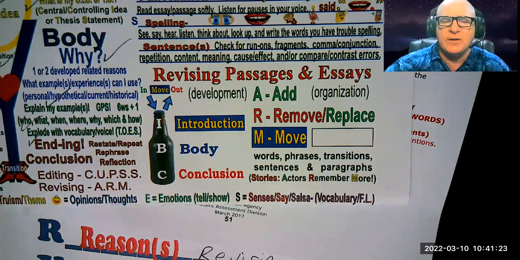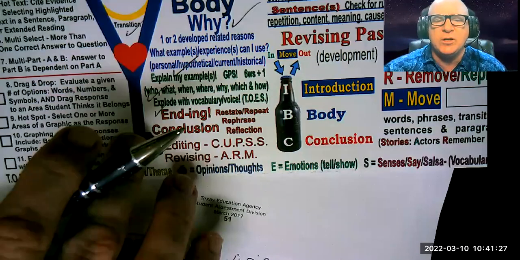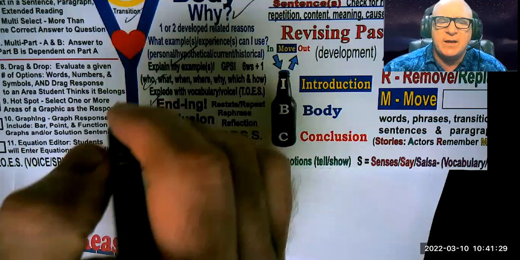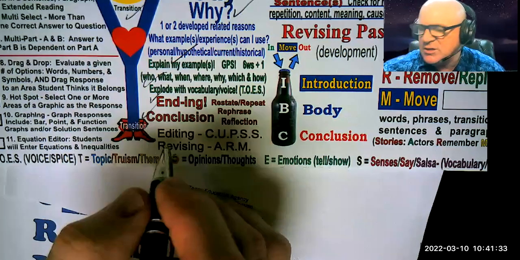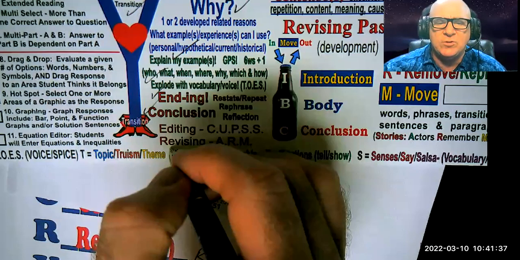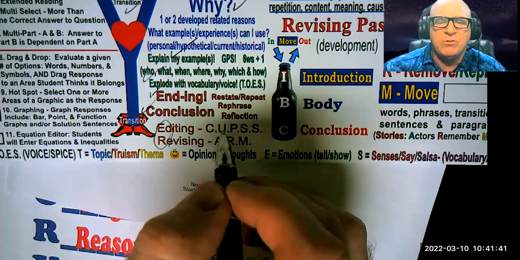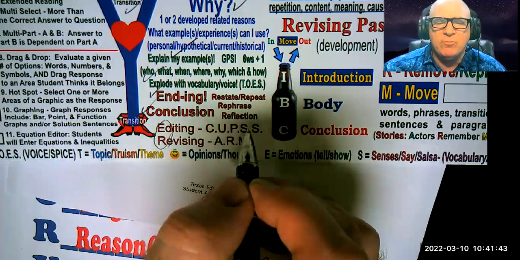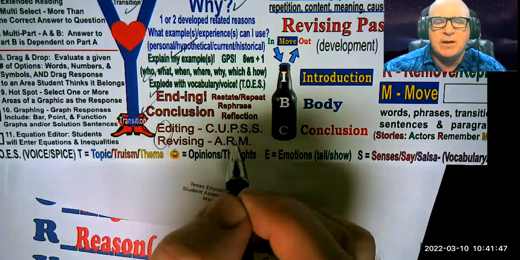And so if you look over here at my folder, we do mention conclusion, but we do also say, before you turn it in, are you taking it to the emergency room of editing, where you look for capitalization, usage, punctuation, spelling, and sentence boundary problems? And are you doing revising, where you're adding, removing, replacing, or moving content around?